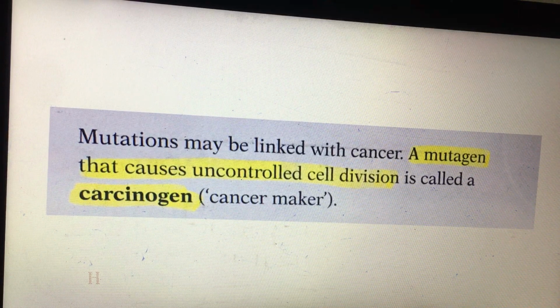So some forms of radiation like UV radiation can cause skin cancer, and also chemicals like tars in tobacco smoke can cause lung cancer. So we have here two types of cancers that can be caused by radiation and chemicals. So what is cancer? Cancer is uncontrolled cell division, and the mutagen that causes uncontrolled cell division is called a carcinogen, which is a cancer maker.